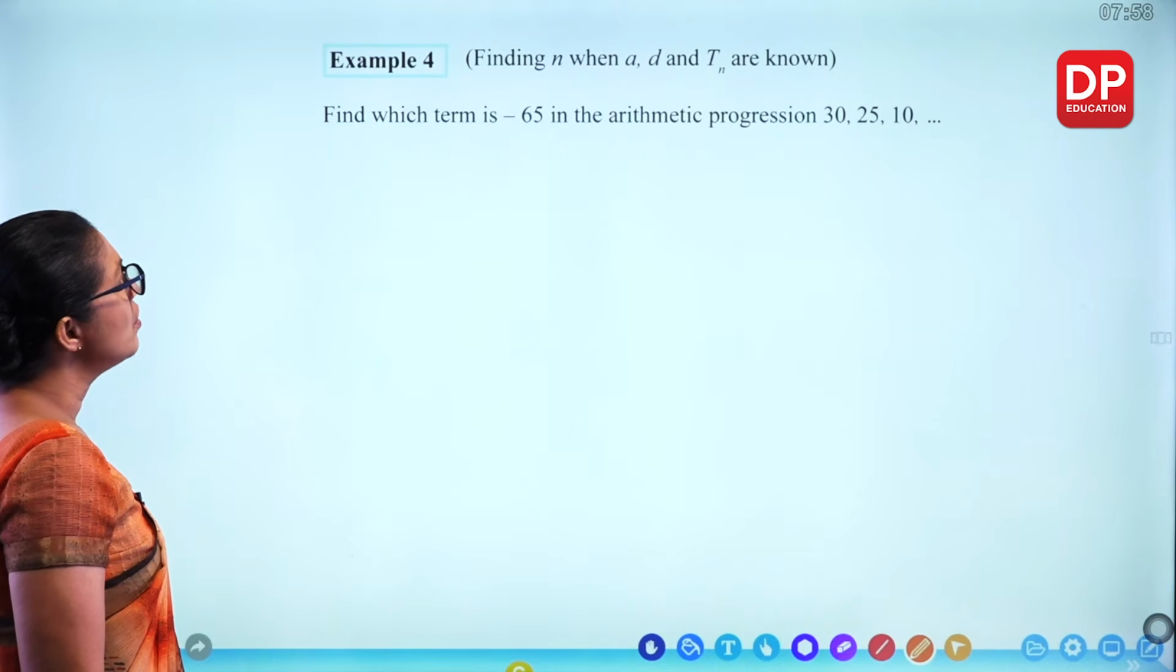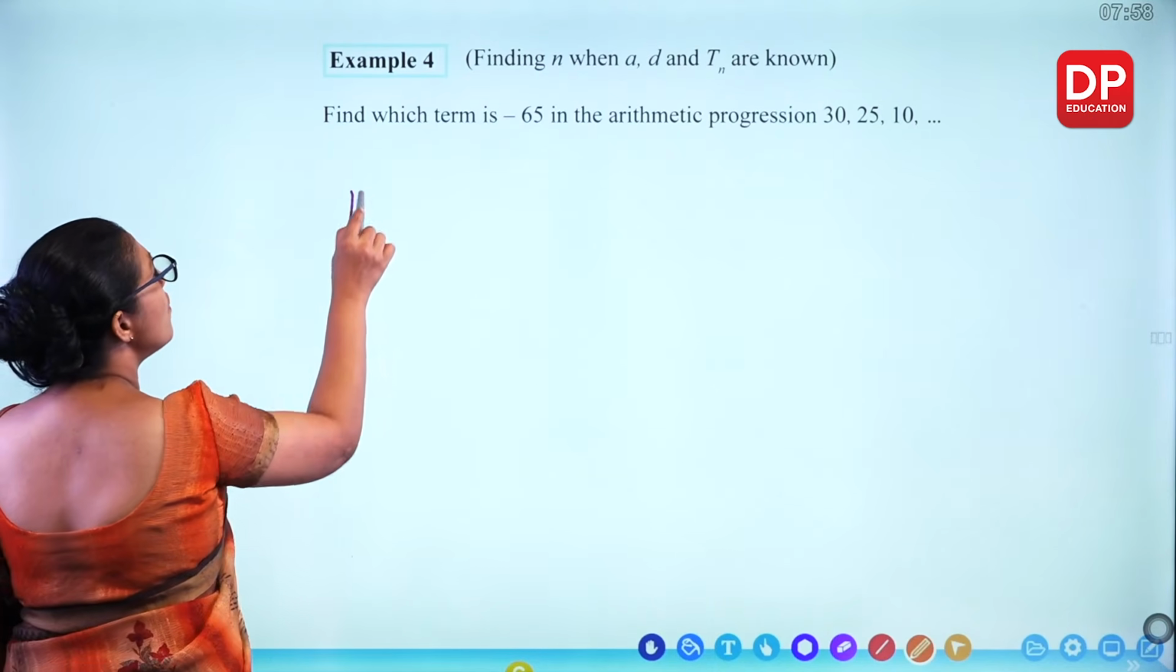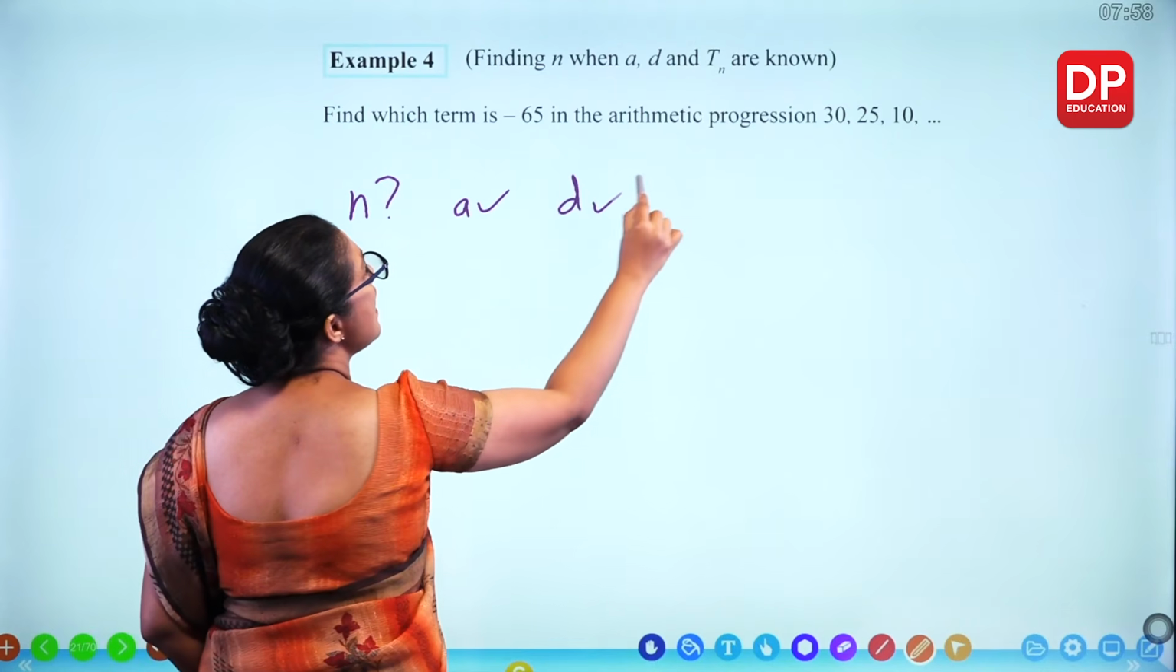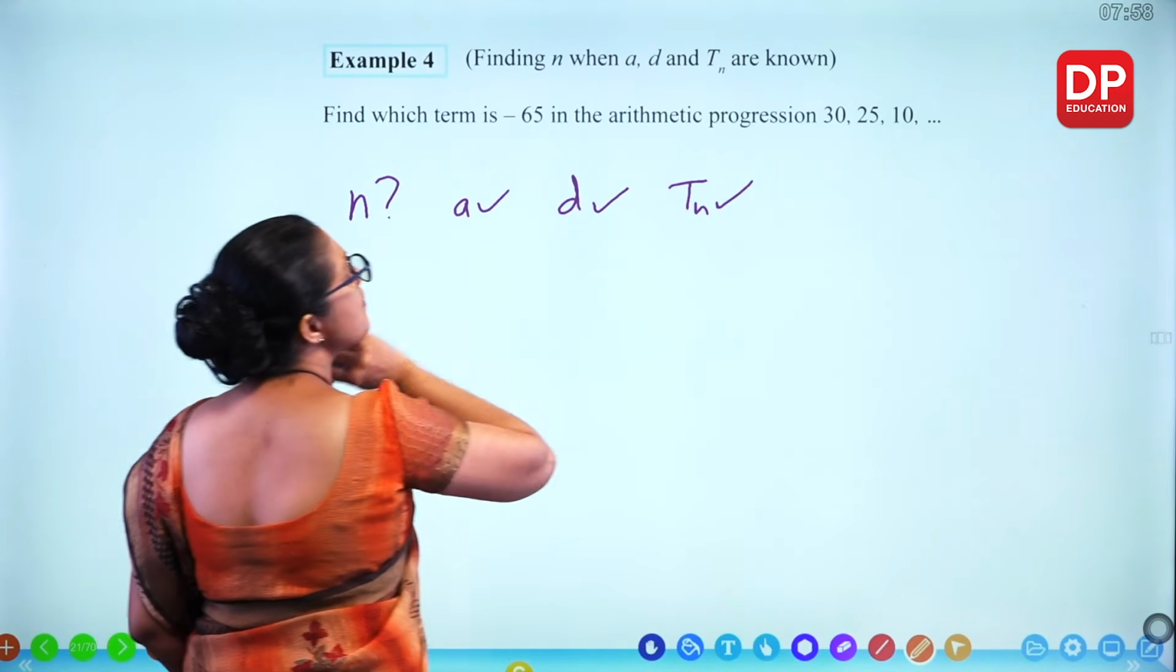Example number 4, finding n. Now we don't know n, and A, D and nth term are given.